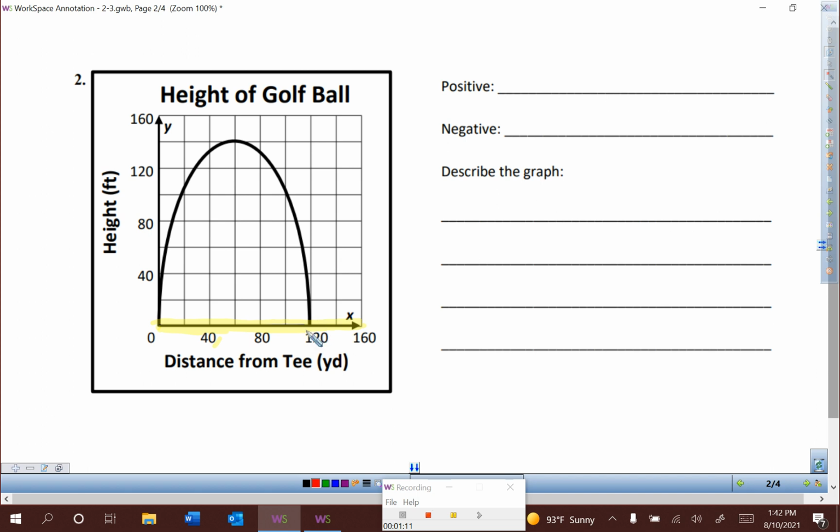Okay, so for this one, again, there is no negative. None of this graph is below the x-axis, so there is no negative. And then we're going to say it's positive from 0 all the way to 120. So the whole thing's positive from x equals 0 to x equals 120.